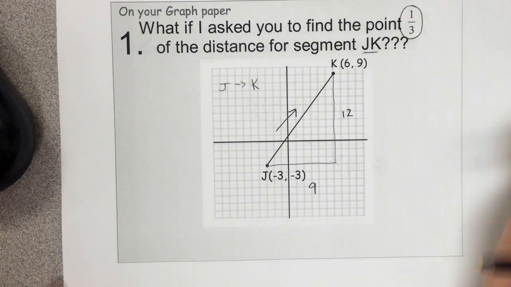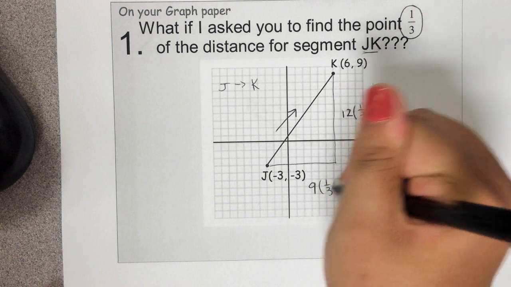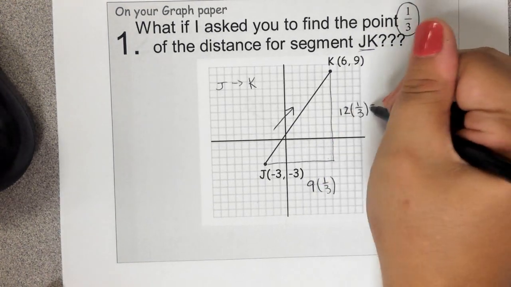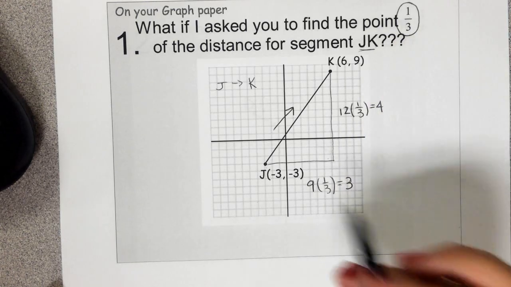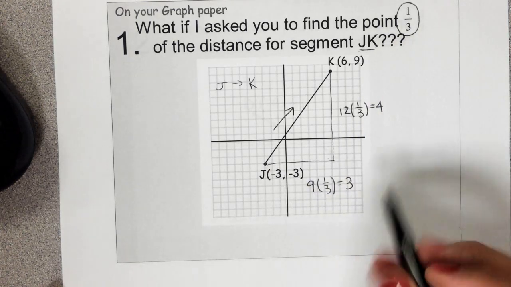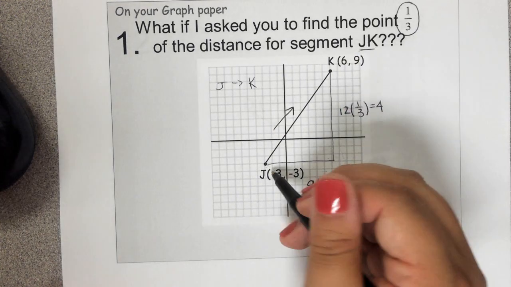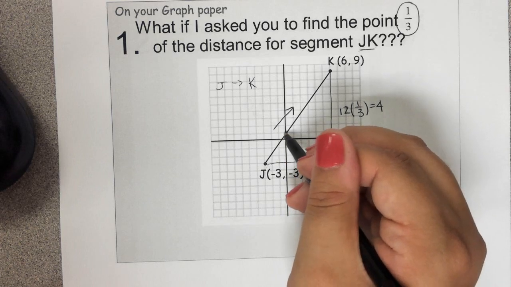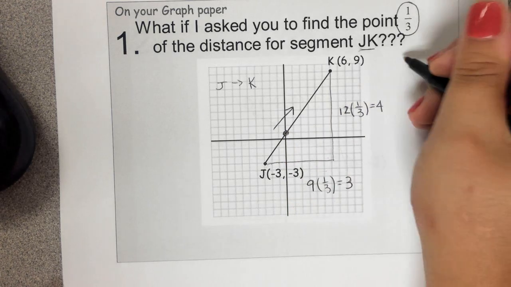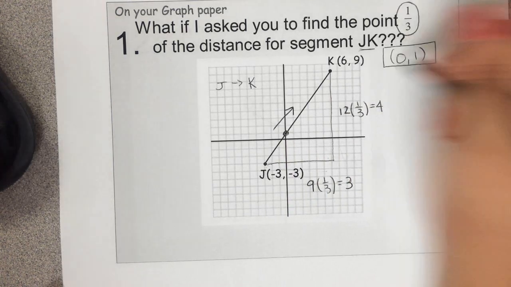Okay, so I want 1/3 of the way, so I'm going to do times 1/3 times 1/3. So that will give me 4, and that will give me 3. So that means, remember I'm going J to K, so I'm going to go right and up. So I could go right, 1, 2, 3, up, 1, 2, 3, 4. And that 0, 1 would be 1/3 of the way from J to K.